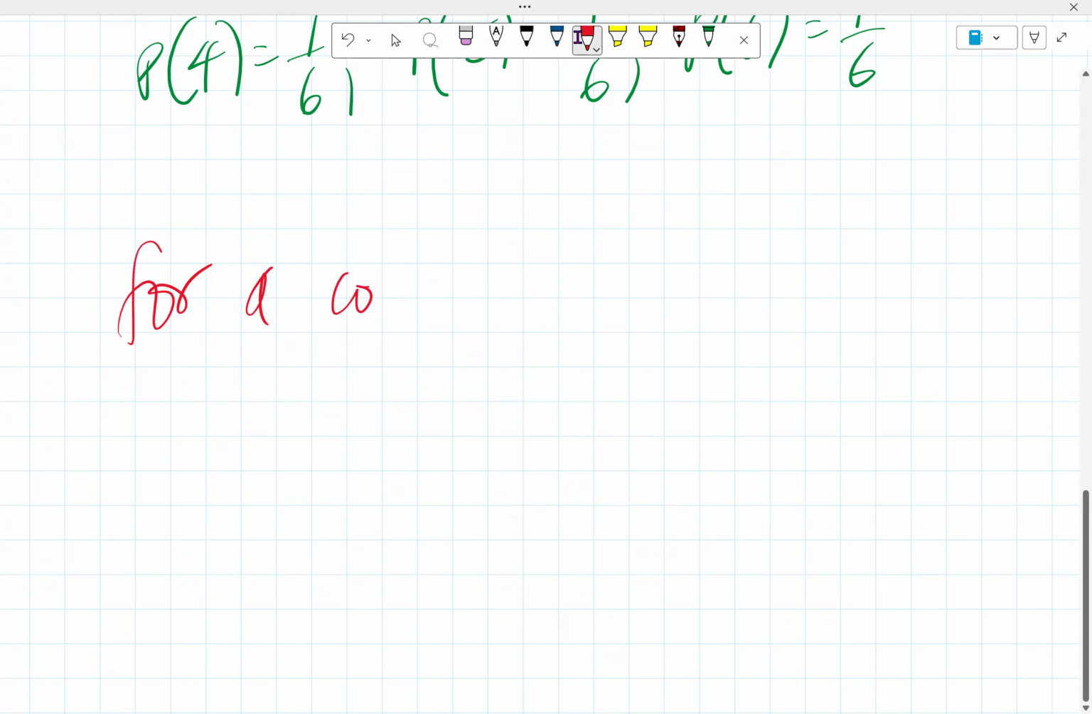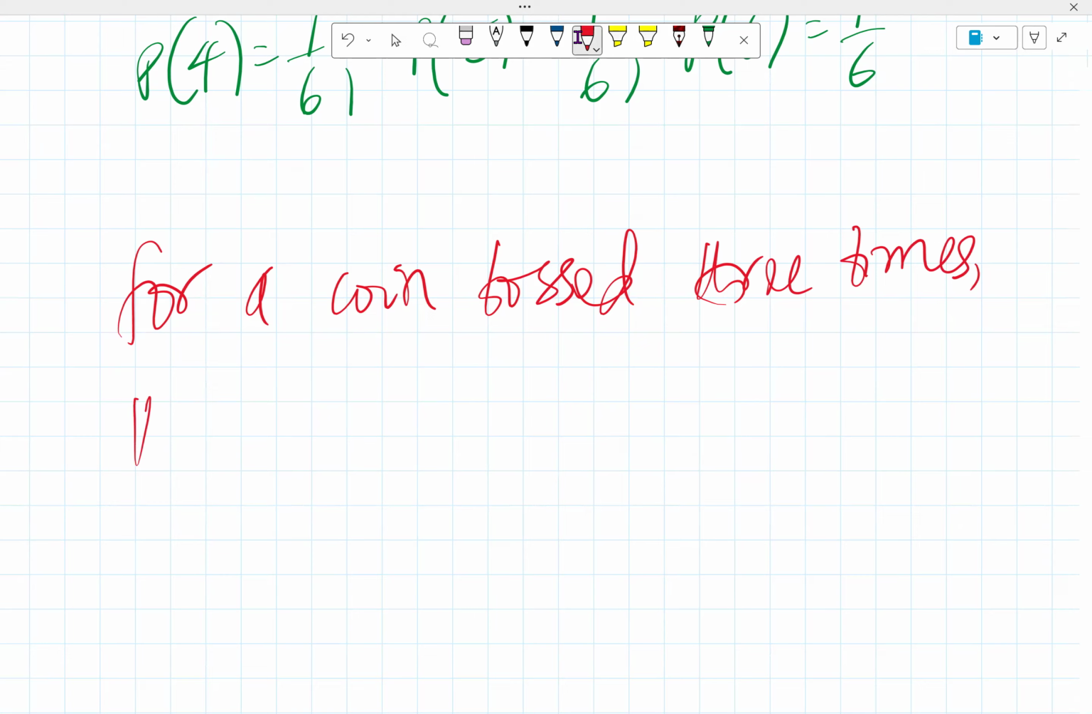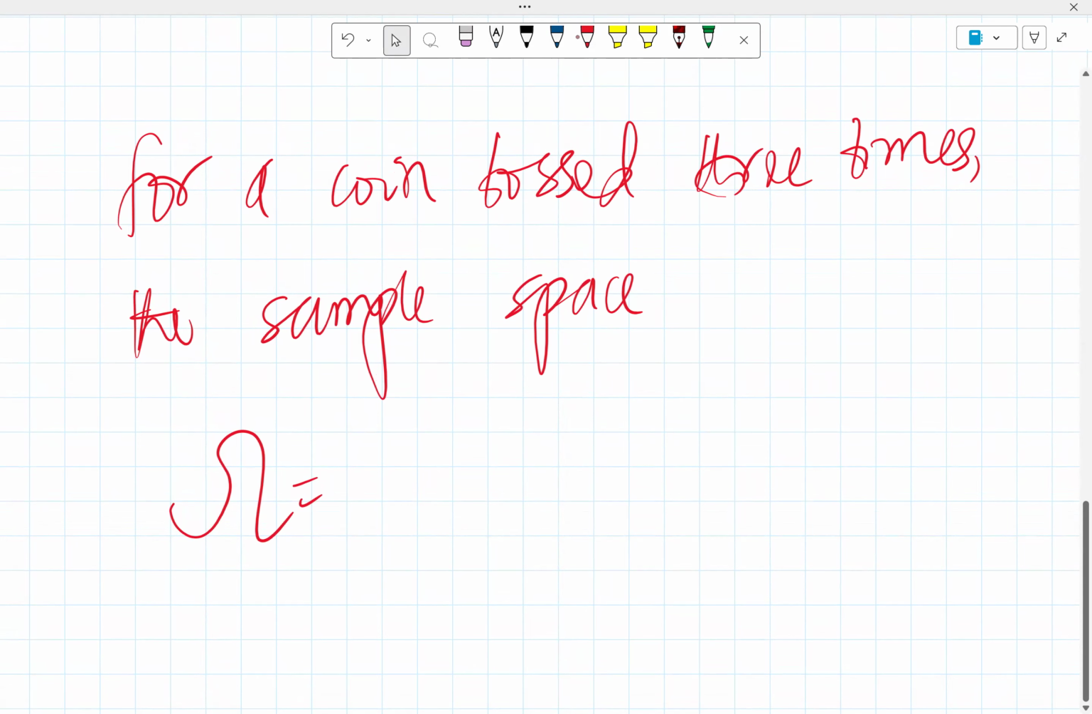For a coin tossed 3 times, the sample space omega would be things like this. I think there's a way Mr. Monroe taught me back in grammar school, right? You know a coin has head and tail, right? So for a coin tossed 3 times, the sample space would be something like this. So the possible results, right?